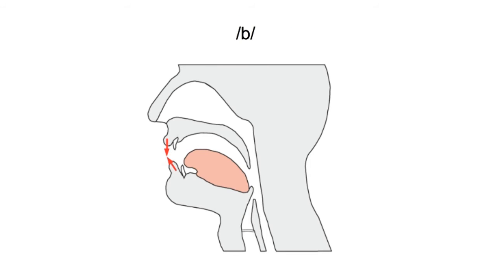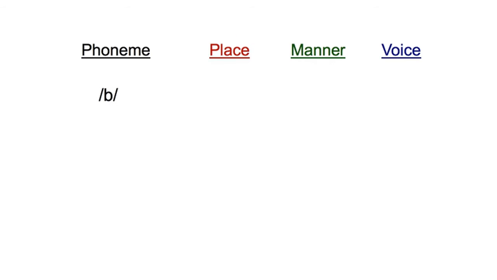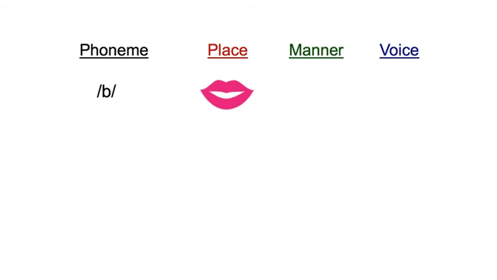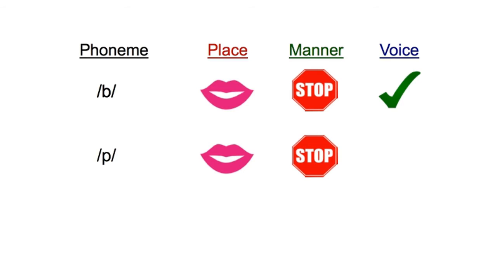For example, the phoneme b is produced by closing the lips to stop airflow. So for b, place equals lips and manner equals stop. If you put your hand on your throat and say b, you will feel your vocal cords vibrate. So voice equals yes. The phoneme p is produced in the same way as b, but without vocal cord vibration. So p has the same place and manner features as b, but voice equals no for p.